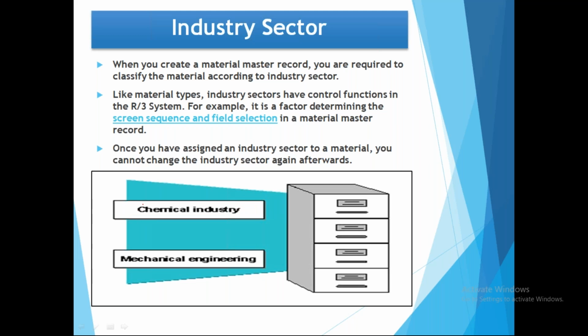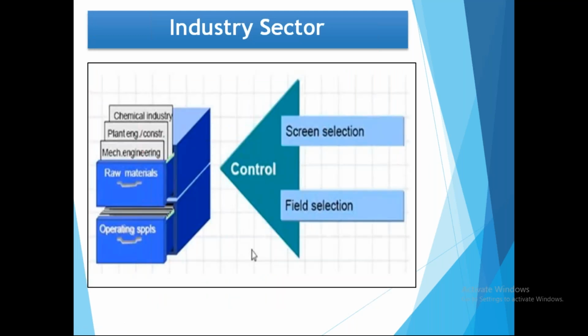Now the next one is this one. This industry sector will contain screen selections. So what screens have to appear while creating the material master, and it will also control field selection. In which field you have to enter the data is controlled by this industry sector. Okay, so let's move on.